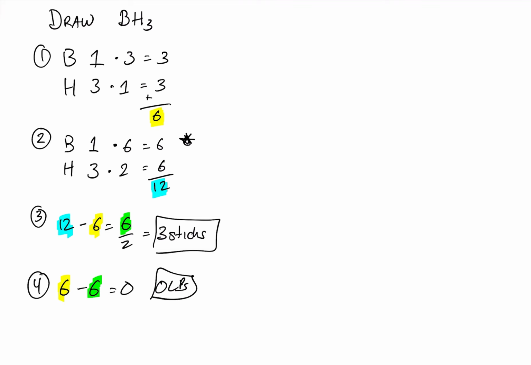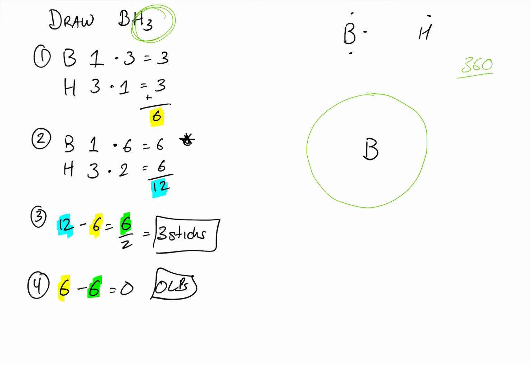To figure out which atom is going to go into the center, we see which one has the most unpaired electrons. Boron being in group 3 has 3 unpaired electrons, and hydrogen being in group 1 only has 1 unpaired electron. So boron's going to go into the center. We're going to put boron here, and again, treat the area around boron as a 360-degree circle. We have 3 hydrogen atoms that we need to place, so a 360-degree circle divided by 3 is going to be 120 degrees. So we're going to put them 120 degrees apart from one another. Start with one at the top, 120 degrees away, and 120 degrees away, and we get this kind of structure.